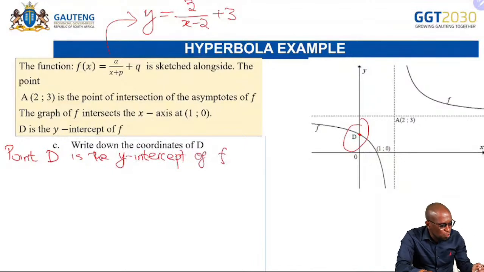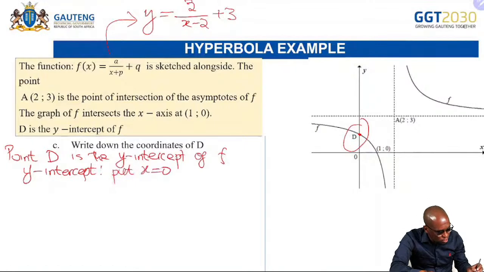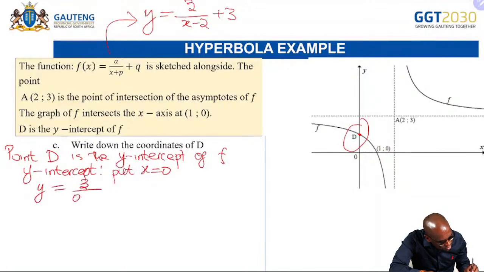Now, how do we work out the y-intercept? To work it out, we let x be equal to 0, which means that now y is equal to 3 over 0 minus 2, plus 3.